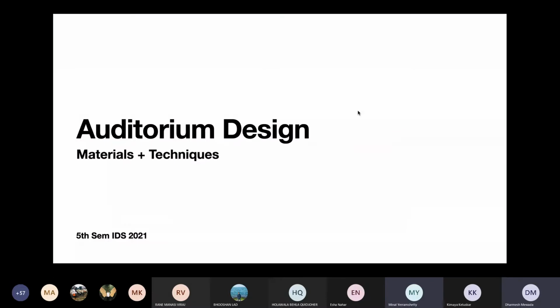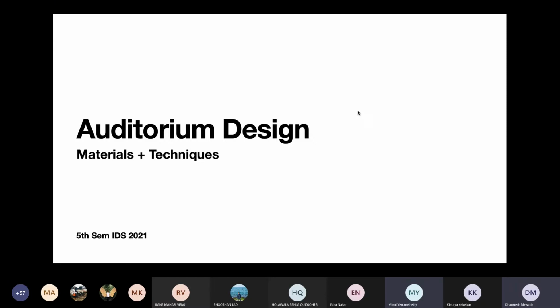So good morning, everyone. I'll be speaking about the materials and techniques, moreover the techniques of using materials, both in the structural framework and the internal finishes of the auditorium design. Most of us are stuck at some section levels or deciding about materials, and that should be done by now with planning.